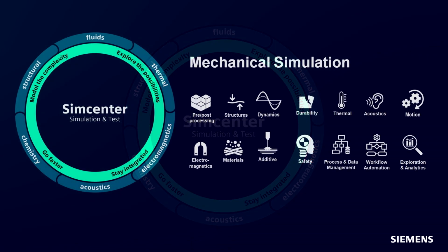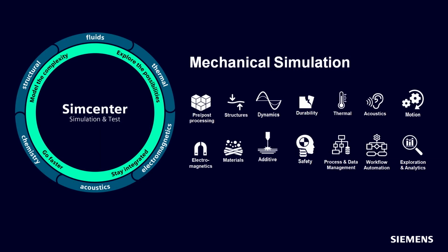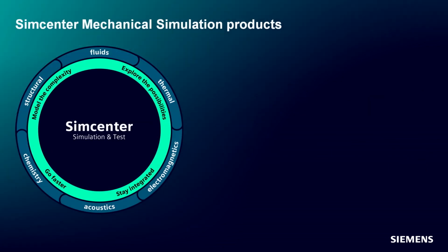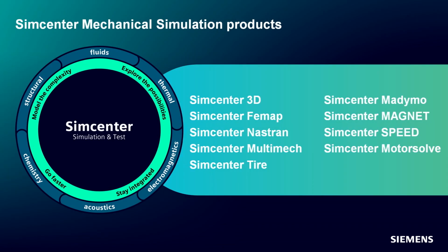More specifically, SimCenter FEMAP is part of the Mechanical Simulation Solution domain, which covers finite element-based solutions for structural, thermal, acoustics, and electromagnetics. SimCenter's Mechanical Simulation domain also includes a multi-body dynamic solution used for motion simulation of mechanisms, vehicle dynamics, and safety. As part of the Mechanical Simulation domain, SimCenter FEMAP helps you stay integrated with many of the other SimCenter applications available within this domain, such as SimCenter Nastran and SimCenter 3D.